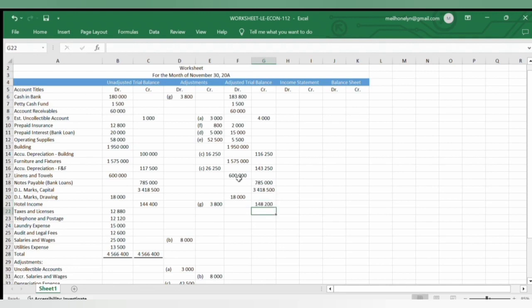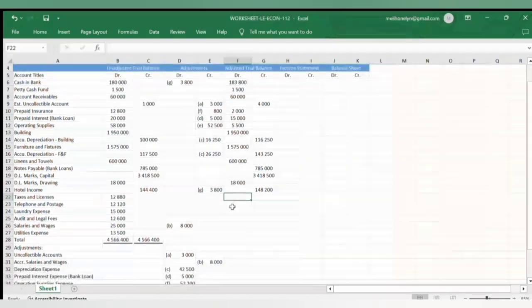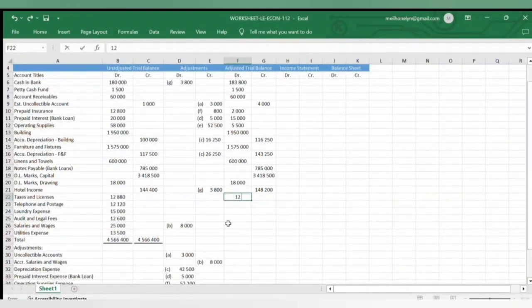So the next one, it will remain as is. The taxes and licenses, telephone and postage, laundry expense, and the audit and legal fees will remain as is and it will be plotted on the debit side of the adjusted trial balance since there are no adjustments that have been made. For the taxes and licenses, we will plot this on the debit side, 12,808. So all we need to do is to copy this one.